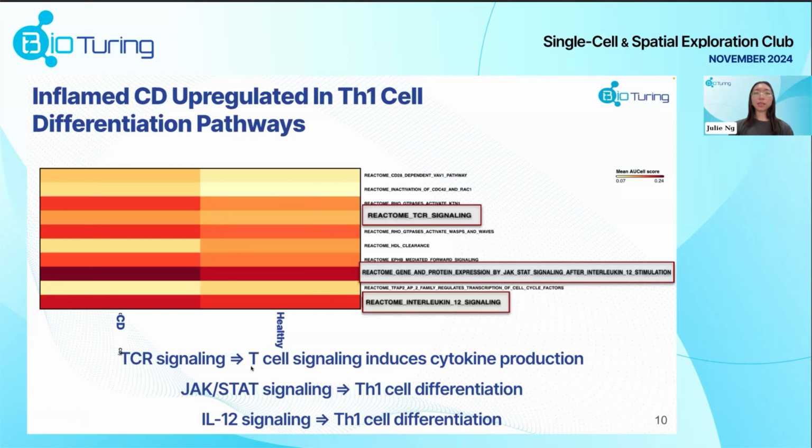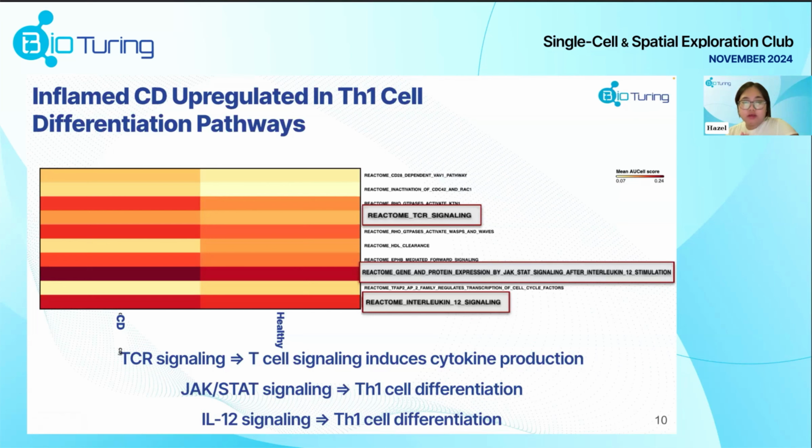Together, I see that TCR signaling is involved in T cell signaling, inducing cytokine production, whereas JAK-STAT signaling and IL-12 signaling are more involved in Th1 cell differentiation. So again, this ties back to our previous finding where we found that Crohn's disease was more enriched in this Th1 cell subtype.